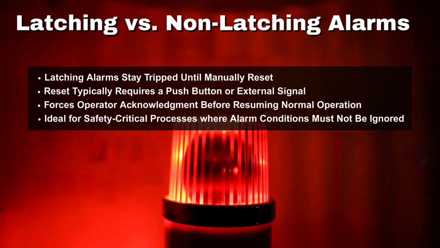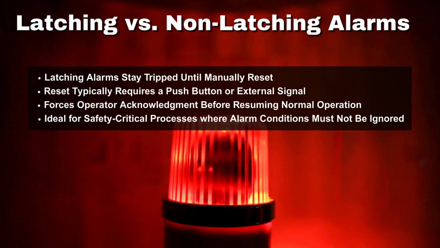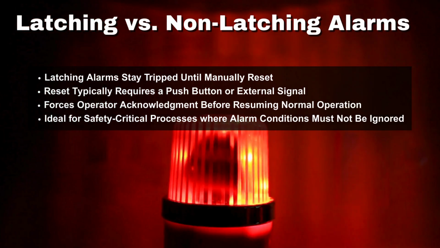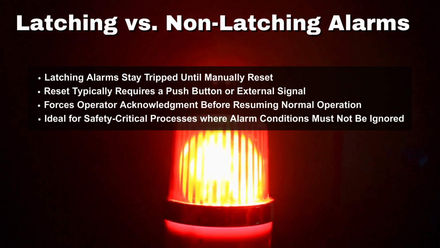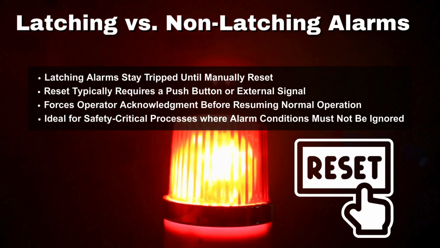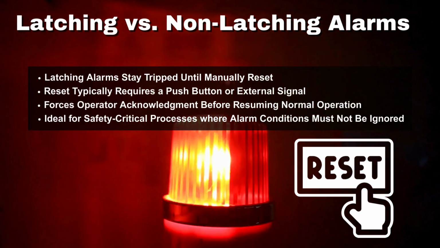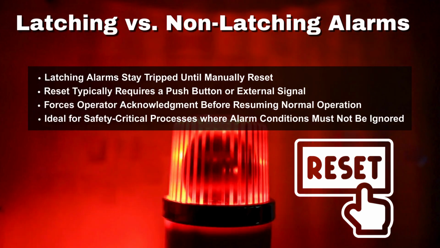Latching alarms work differently from standard non-latching alarms. Once they trip, the relay stays in the alarm condition, even if the input signal returns to normal. The only way to reset it is through a manual action, like pushing a button. This ensures an operator acknowledges the alarm before the process continues, which is especially important in safety-critical systems where attention and accountability are key.